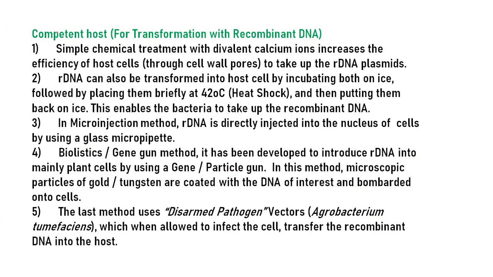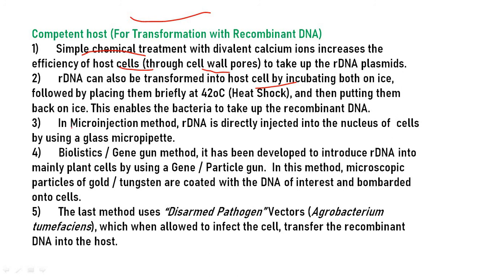Now coming to the competent host. What is it? For the transformation with the recombinant DNA, a simple chemical treatment with divalent calcium ions increases the efficiency of the host cells through the cell wall pores to take up the rDNA plasmid. rDNA can also be transformed into the host cell by incubating both on ice, followed by placing them briefly at 42 degrees for heat shock and then putting them back on ice. Then it enables the bacteria to take up the recombinant DNA.